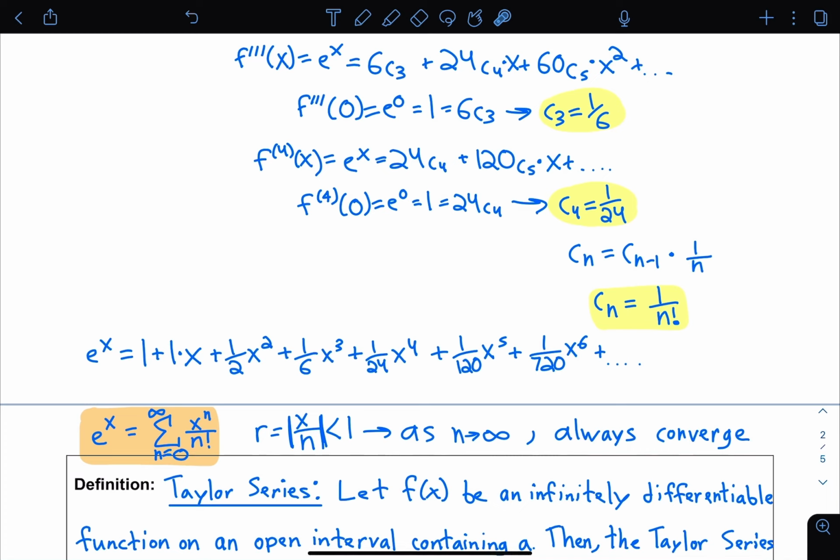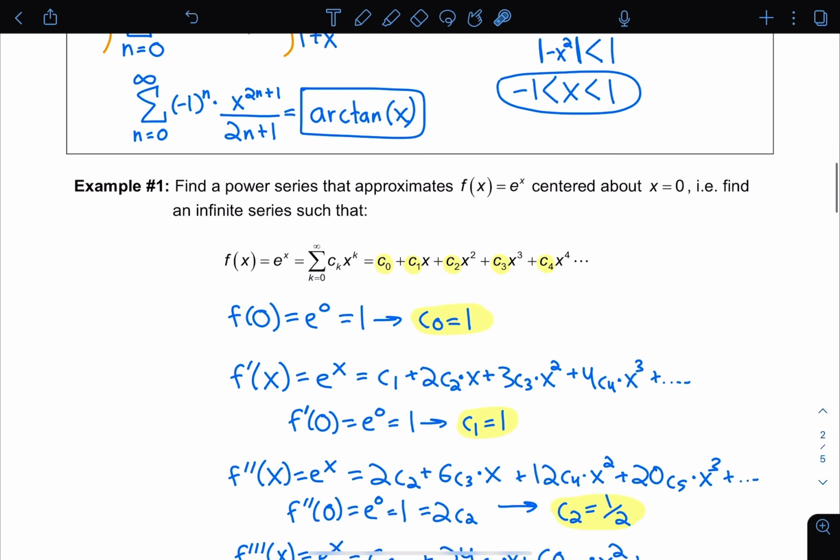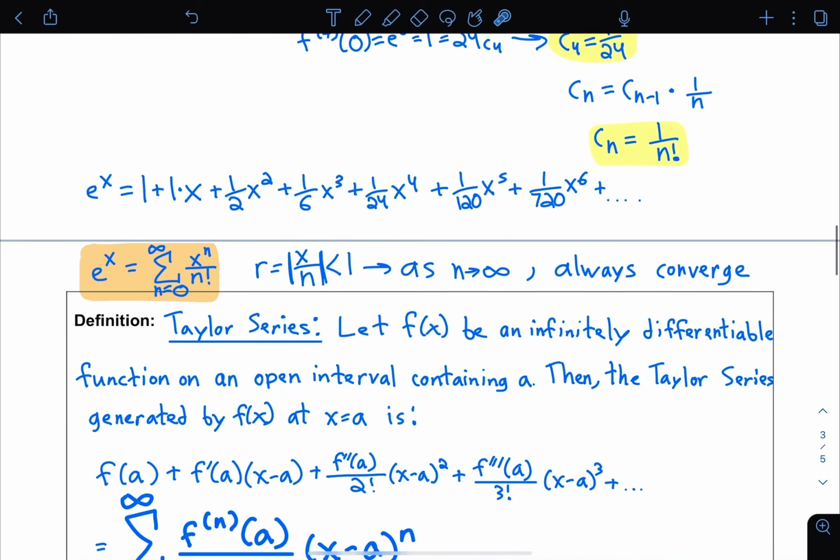Okay, so this brings us to the idea of the Taylor series. And e to the x was the perfect example to start with. So let f of x be an infinitely differentiable function, just like e to the x, on an open interval containing a. So a is just where we center it. This one, we wanted to center at 0, but we could center it anywhere. We talked about this in the last notes. It's just kind of like shifting.